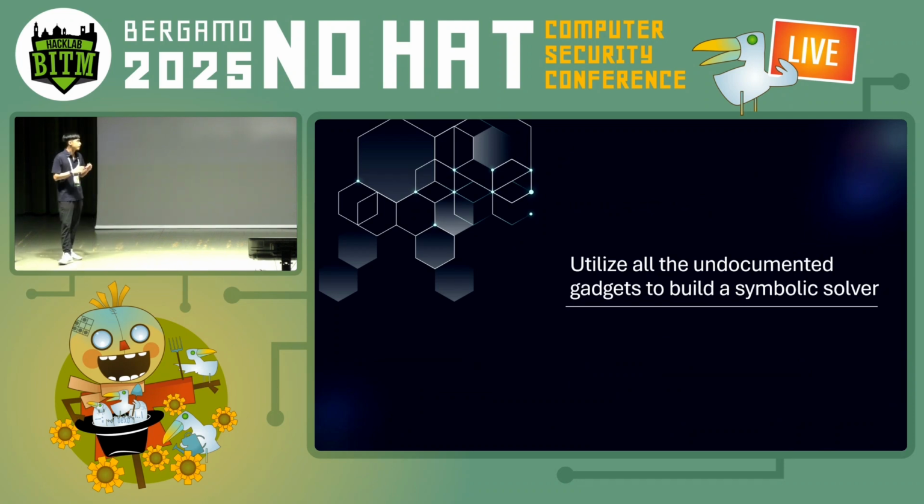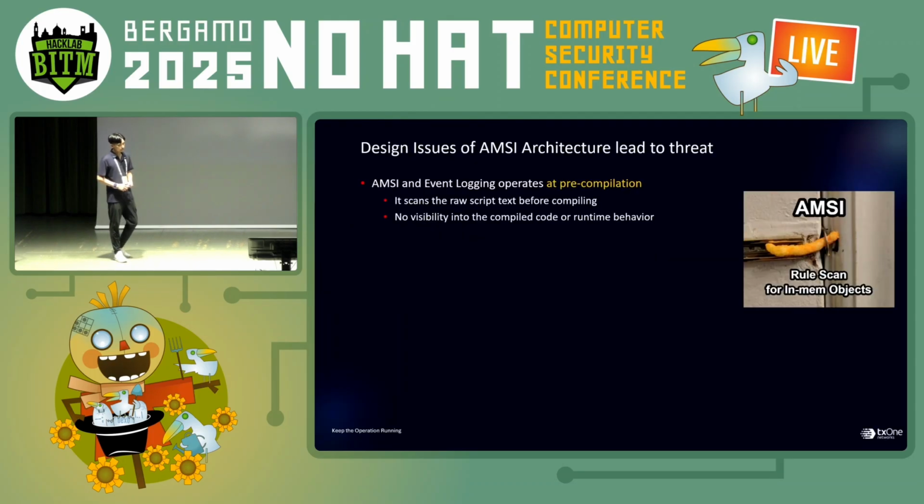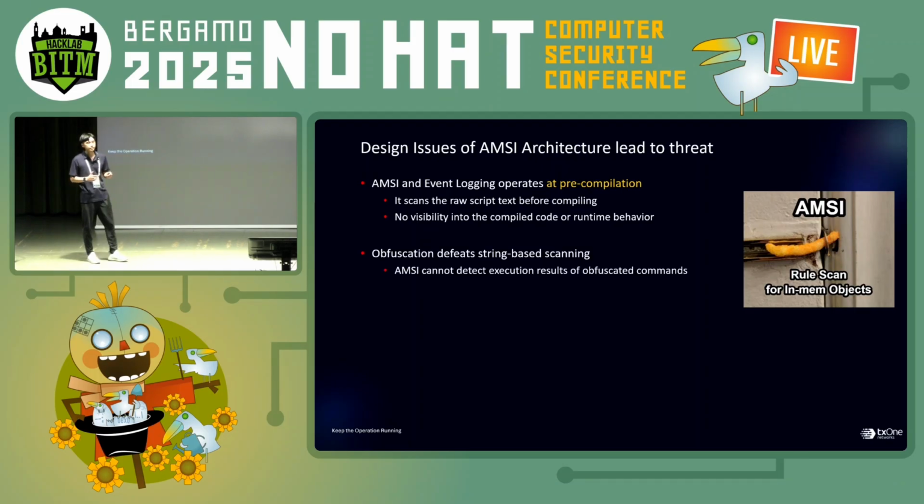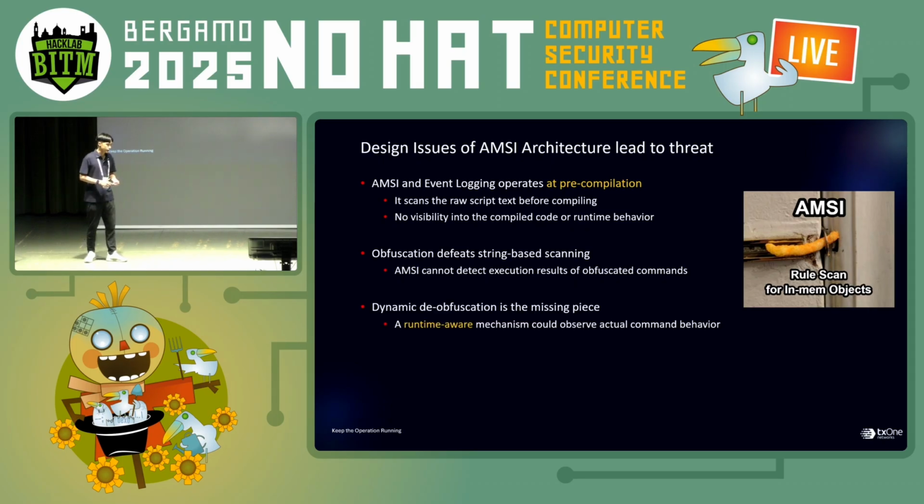So how do we solve the detection problem? We will propose a new de-obfuscation method in PowerShell internals. When parsing, compiling and executing, AMSI only targets precompiled text, right? So this makes it easy for attackers to hide their true intent using obfuscation. So we need to address this problem, and we need a new method to track the PowerShell parsing operation.